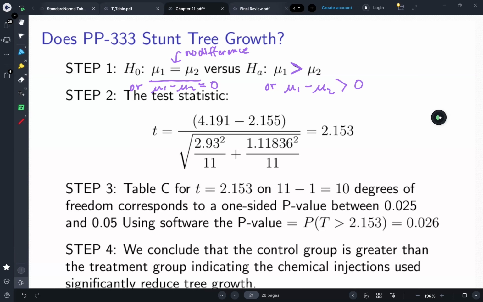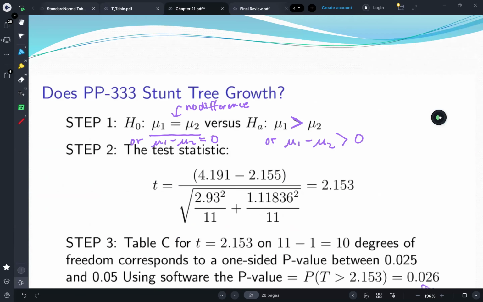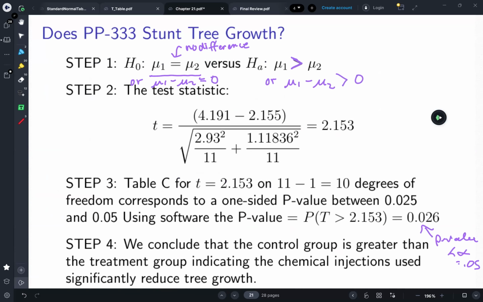So we have a small p-value, it's less than 5%, and we conclude that the control group is greater than the treatment group. So we reject the null hypothesis, and we conclude that there is a difference, right? Because the p-value is less than alpha, which is equal to 0.05. So we reject the null hypothesis, and then we conclude that the control group is greater than the treatment group, indicating the chemical injections used significantly reduced tree growth.